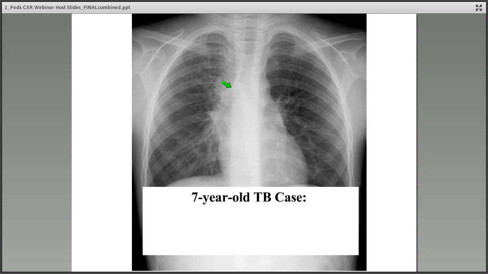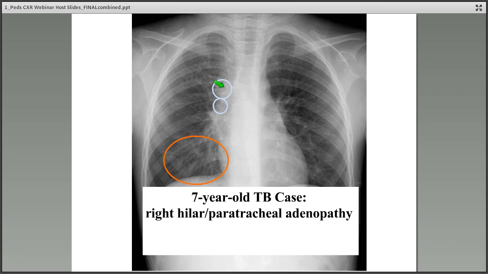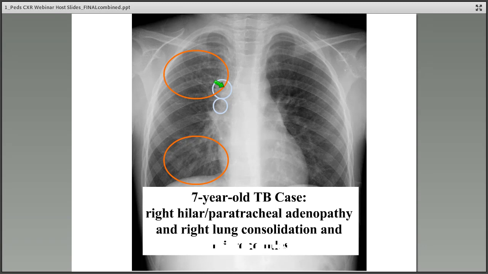It's a complex case of a 7-year-old with TB. In the right hilar region, you have an area of increased density, as well as in the area of the right paratracheal region, representing right hilar and paratracheal adenopathy. In the region of the left lower lung, you see a small cluster of nodules and consolidation in both the right lower and upper lung region.